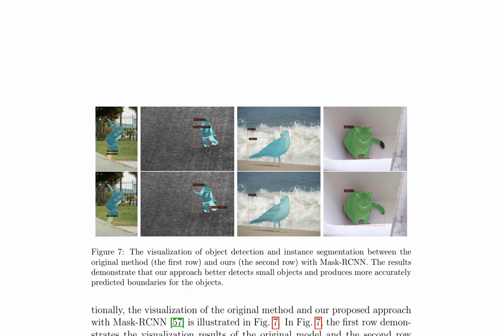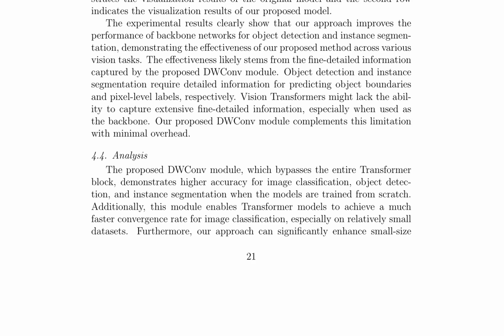This research proposes a novel approach to enhance the performance of vision transformer models by integrating depth-wise convolution (DW-conv) modules, which bypass the entire transformer block, capturing both global and local information with minimal overhead. Experimental results demonstrate that small transformer models equipped with this method outperform larger models with significantly more parameters and flops on small datasets for image classification, object detection, and instance segmentation when trained from scratch. The DW-conv module complements the limitation of vision transformers in capturing fine detailed information, crucial for object detection and instance segmentation tasks.